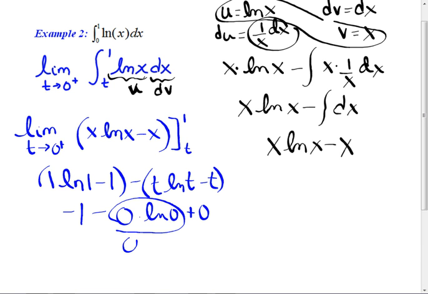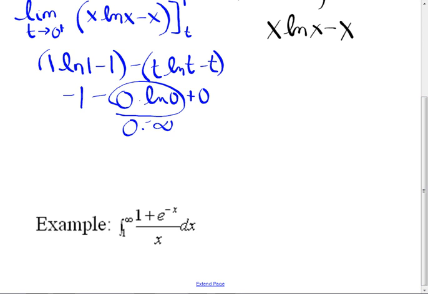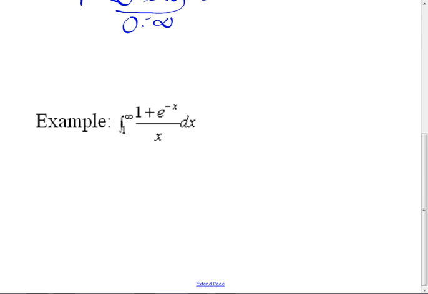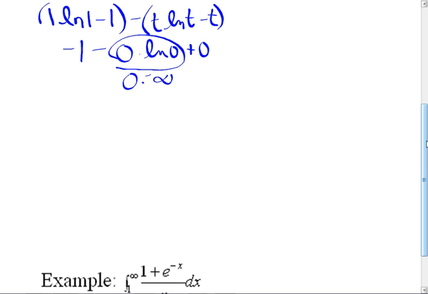But that's 0 times infinity, negative infinity. You should be thinking about this. What is 0 times infinity? Nope, because one's going to 0, one's going to infinity. I need to find this limit. It's the limit as t goes to 0 of t times the log of t.